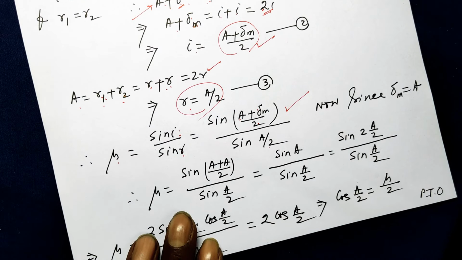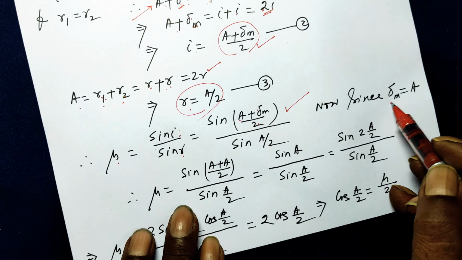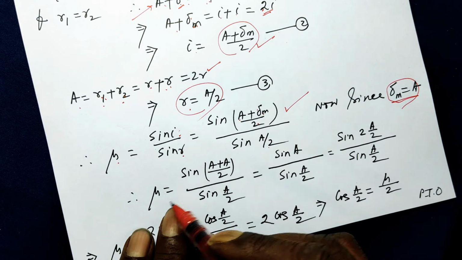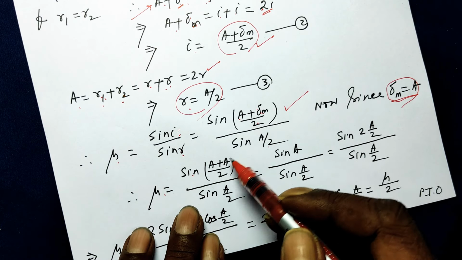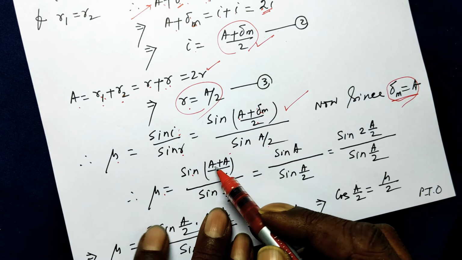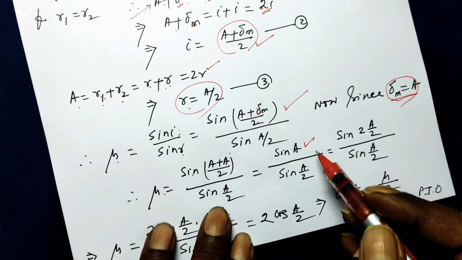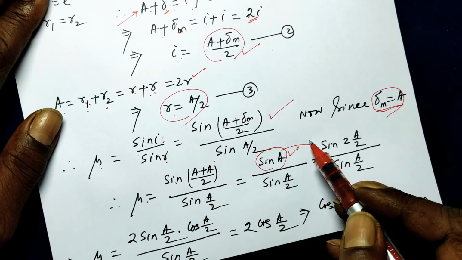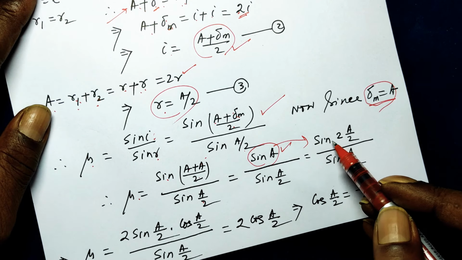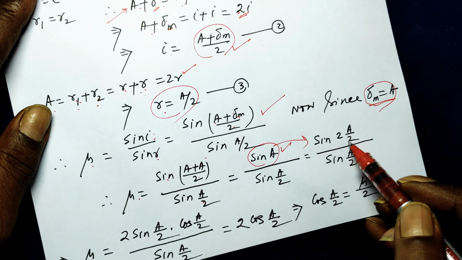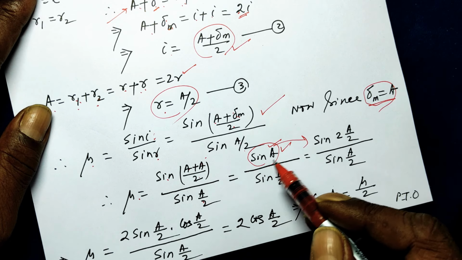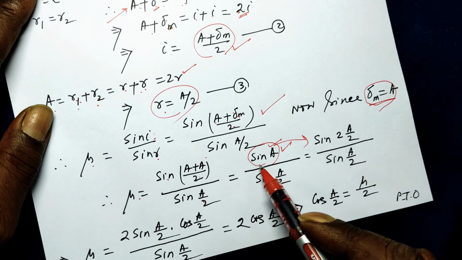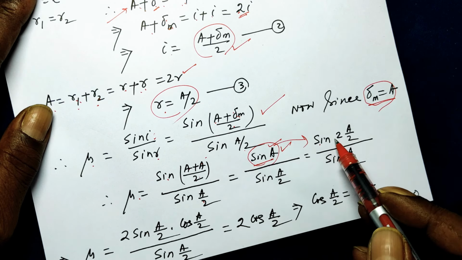Now it is given the minimum deviation is equal to the angle of the prism. So for delta M, I can substitute A. So mu is equal to sine of, here I write A plus A over 2, over sine A over 2, that is 2A over 2, that is equal to sine A. Now, here is the trick. You can rewrite it as sine 2 of A by 2. If you cancel 2 with 2, you are left with the same sine A. I need to cancel this term, sine A by 2. So I am converting this sine A to sine 2 times A by 2.